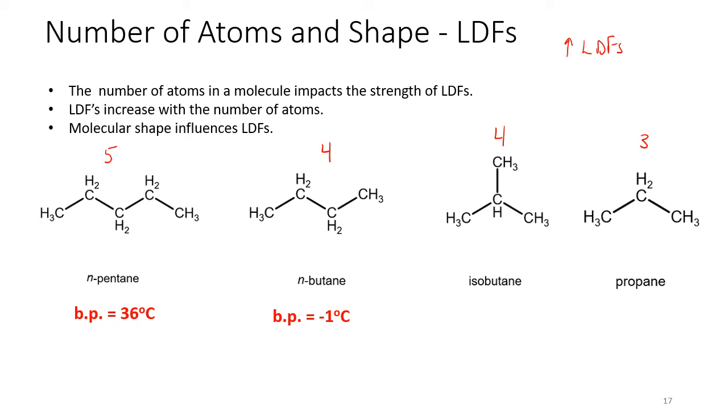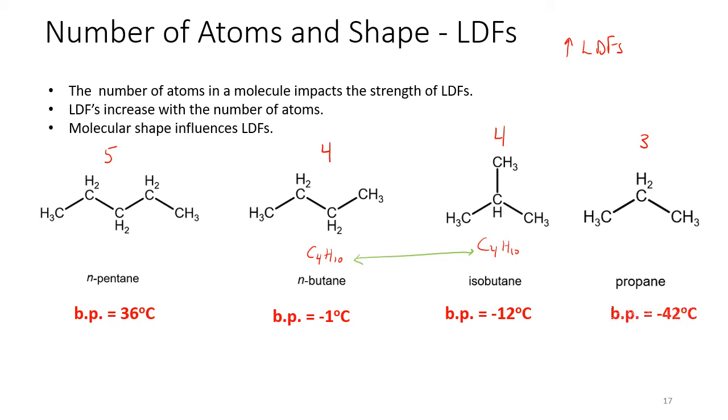In isobutane, we have the exact same number of carbons and the exact same number of hydrogens in the molecule. Both molecules have a chemical formula of C4H10. So the number and type of atoms is not different, but the molecular shape of these two molecules is different. We'll talk about what's going on here in just a second. Isobutane compared to butane has a boiling point of negative 12 degrees Celsius, so less than that of butane. If everything else is the same, such as the molecular formula and the type of atoms, the geometry or the shape must be impacting the London dispersion forces in isobutane.